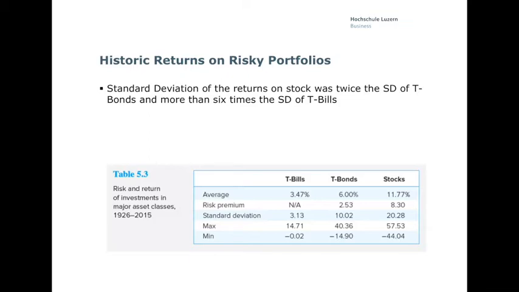Historic returns on risky portfolios. The previous graphical conclusions about risk and returns comparing T-bills, T-bonds, and stocks can also be numerically confirmed in the table below. It becomes evident that average returns, risk premiums, standard deviations, and outliers have been highest for stocks. And as previously assumed, T-bills have been the least risky and have generated the lowest average returns.